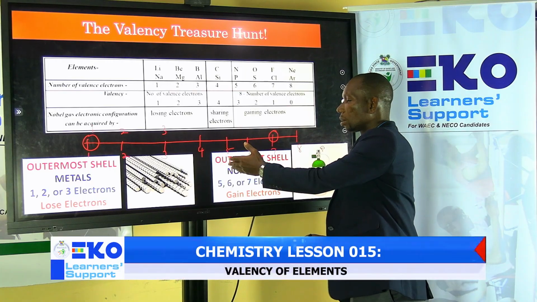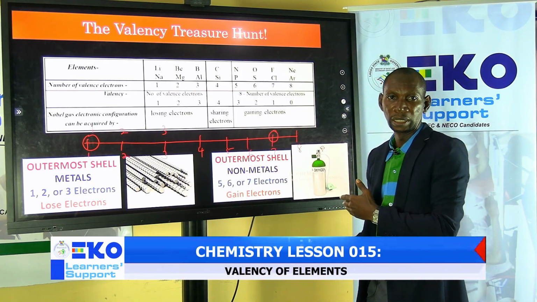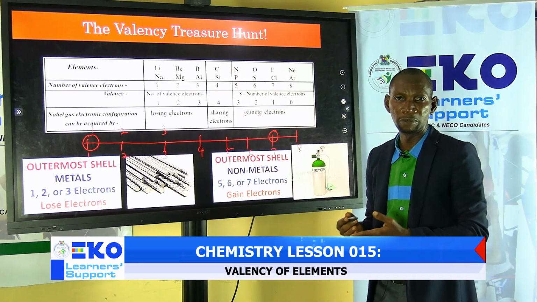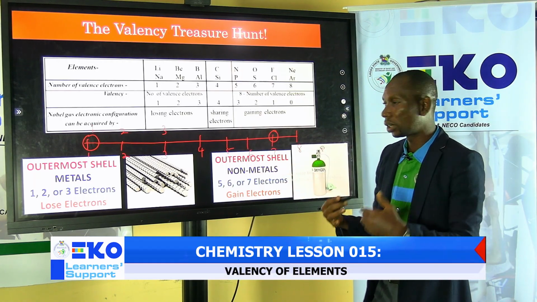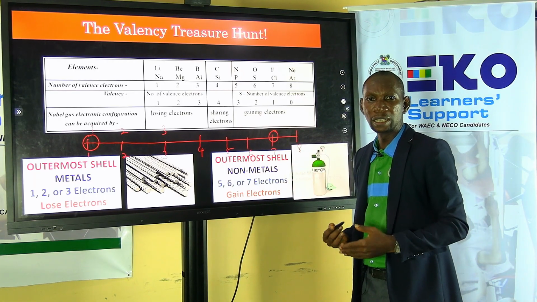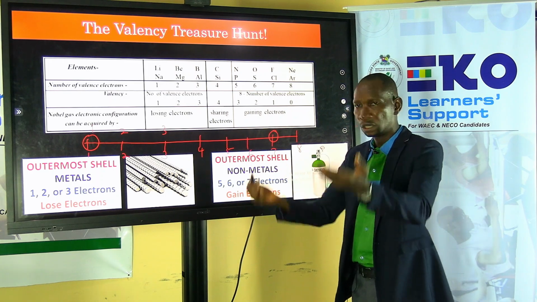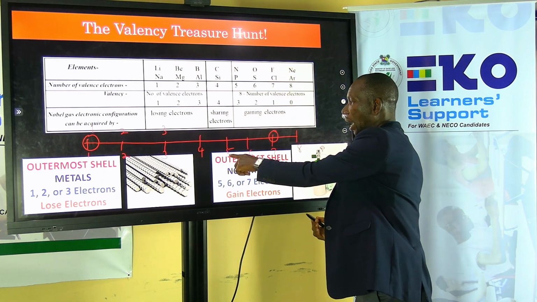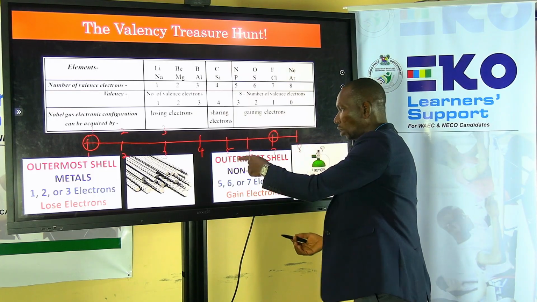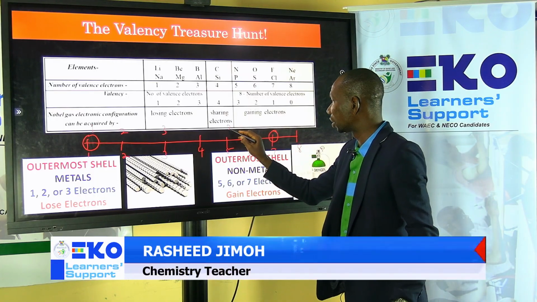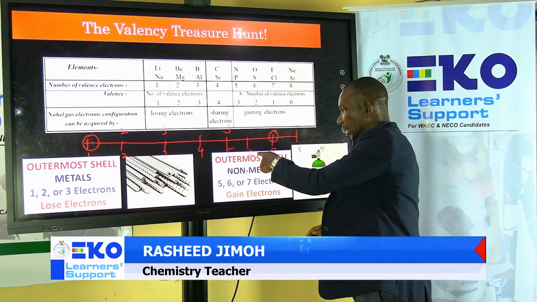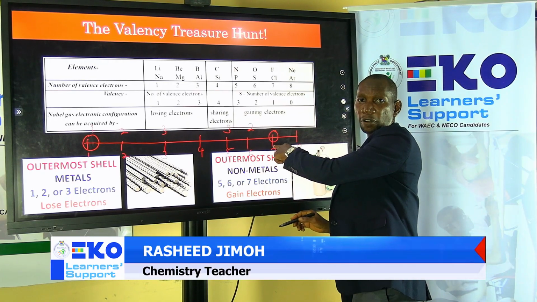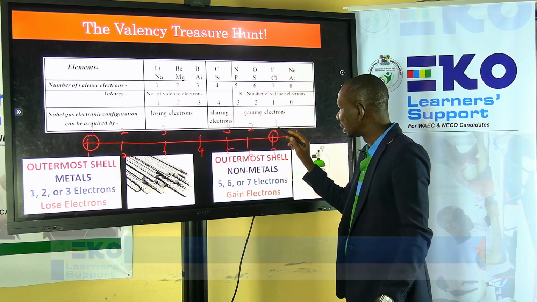Now, atoms that have been able to cross to the other side hardly want to lose the treasure that they have been able to get. Instead, they hold on tight to what they have and they wait patiently for somebody to donate to them. And so because this particular atom will still need to gain 3 more electrons, it's going to have a valency of 3. This will have a valency of what? 2. This, that's where your friend is. It will have a valency of 1.